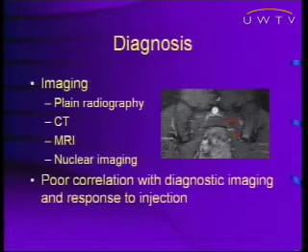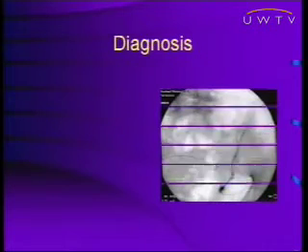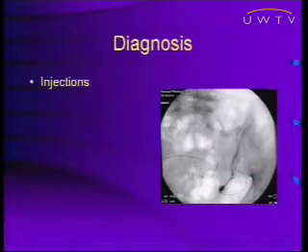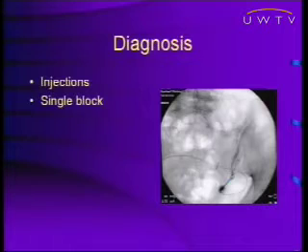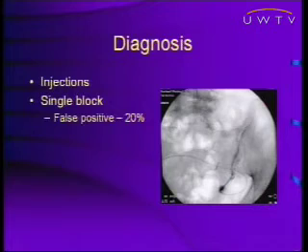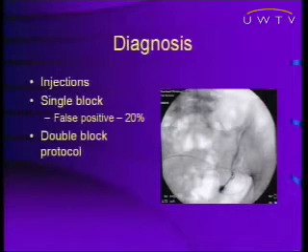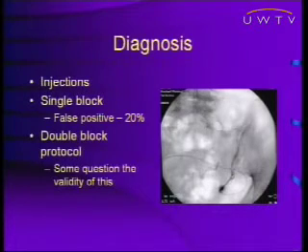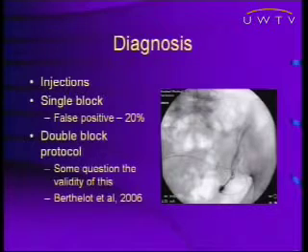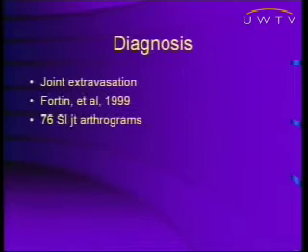The trouble we have with imaging in general for SI joint pain, however, is kind of like physical exam. There's a very poor correlation between diagnostic imaging and the response to injection. If we look at injections as a diagnostic tool, we'll talk about them therapeutically in a little bit. With a single block protocol, injections are not overly reliable, with a false positive rate of about 20%, which is actually lower than you see for facet joints. With a double block protocol, you may get better results in terms of diagnosis, but there is some question of the validity even of a double block paradigm.